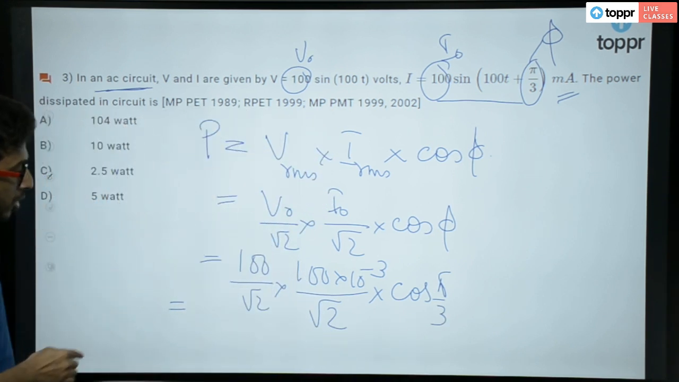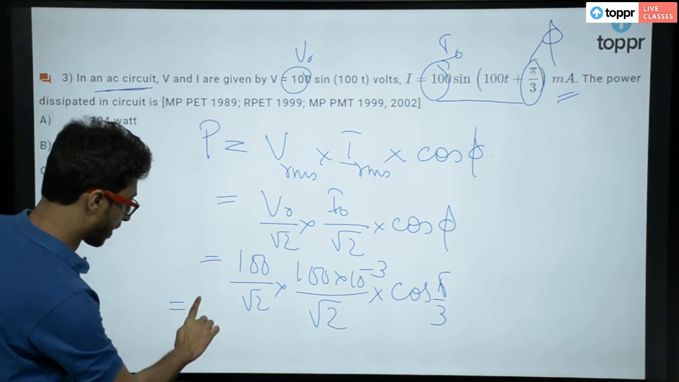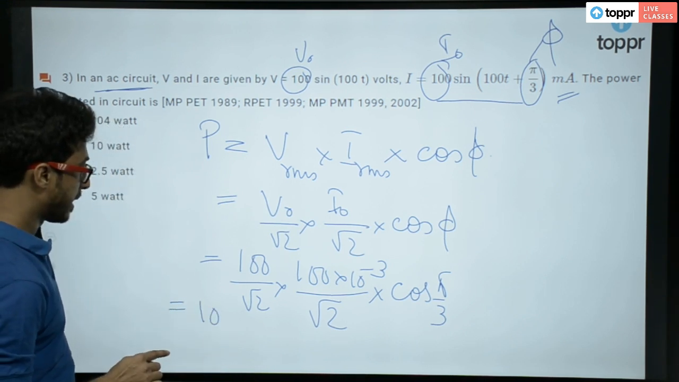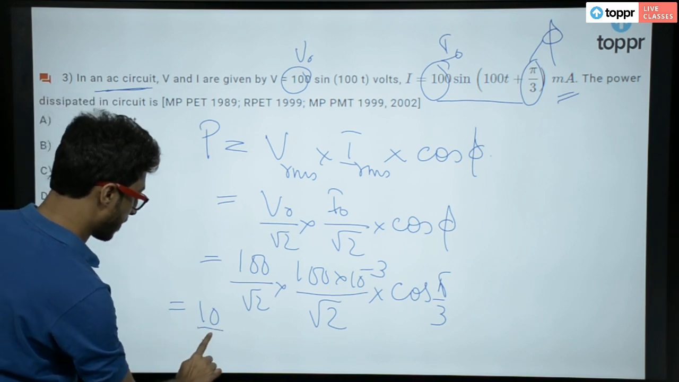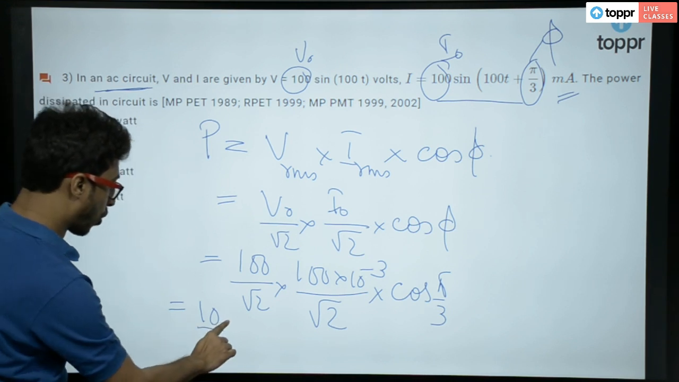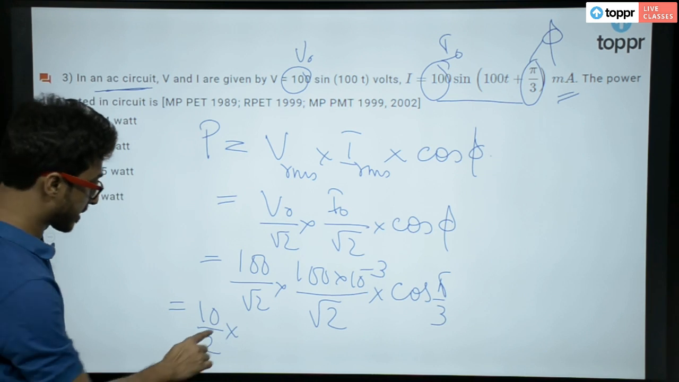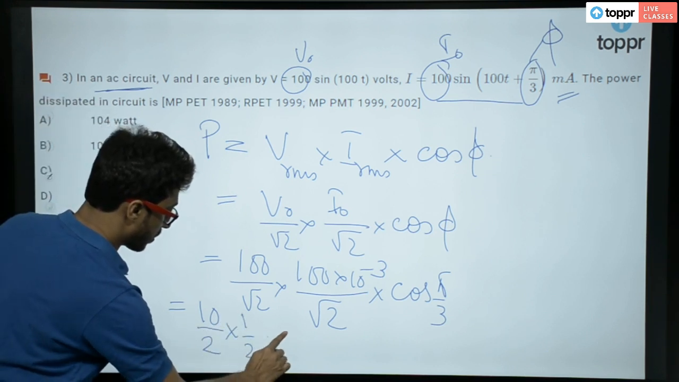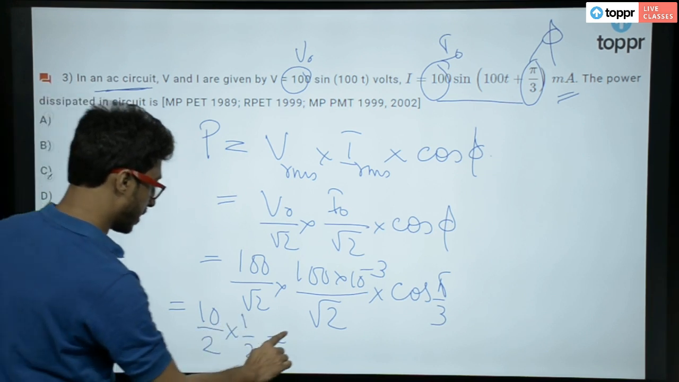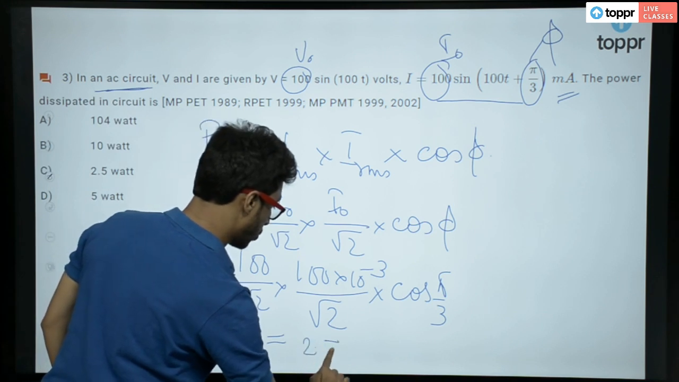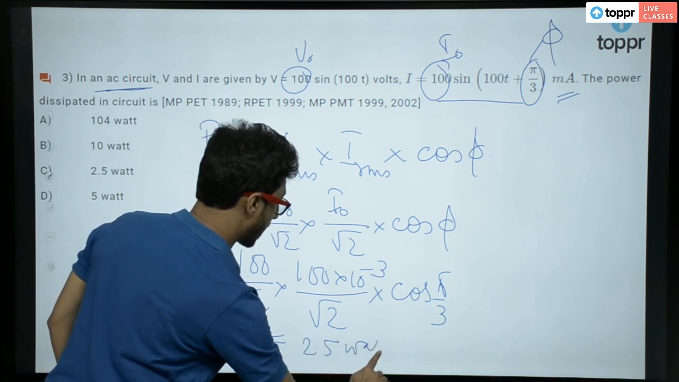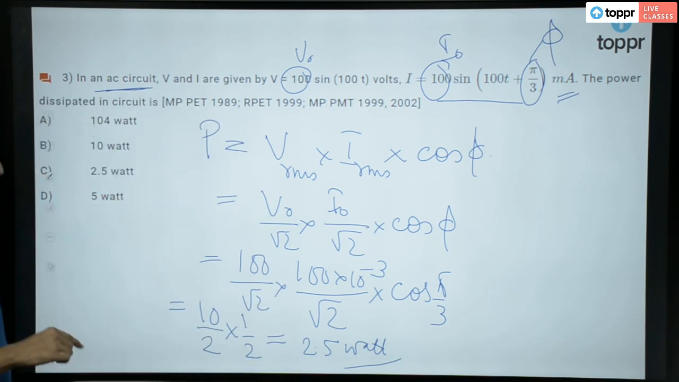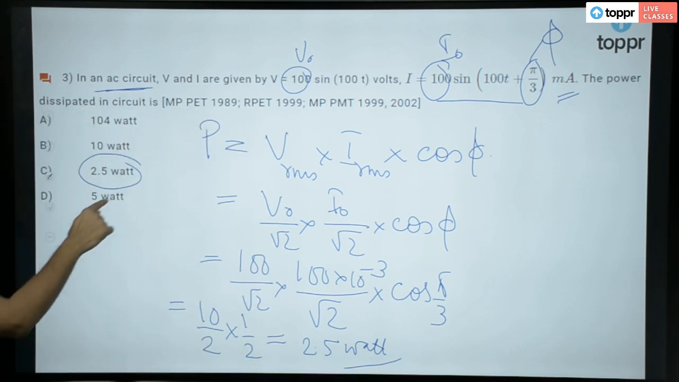So what happens? 100 into 10 to the power minus 3 becomes 10, divided by 2. Cos of pi by 3 is cos of 60, which is half. Half of 5 is 2.5. As we are calculating power, our unit will be watt. That is 2.5 watt is the answer.